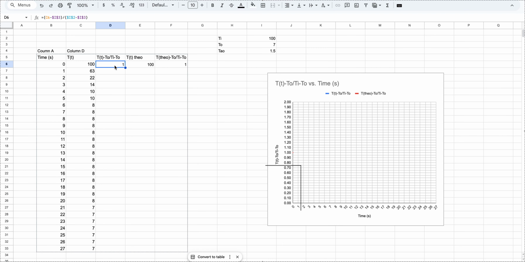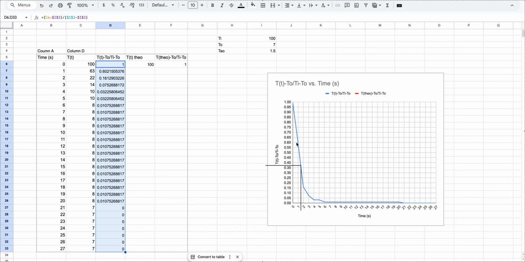Then, yeah, you will put this formula. I put C6, the temperature in column C, minus I3, which is T naught, then I divided by I2, which is 100, Ti minus I3. Okay, then just drag them. Yep, so here you see you plotted the experimental dimensionless temperature against time. Because it's dimensionless, you see the value is from 0 to 1.